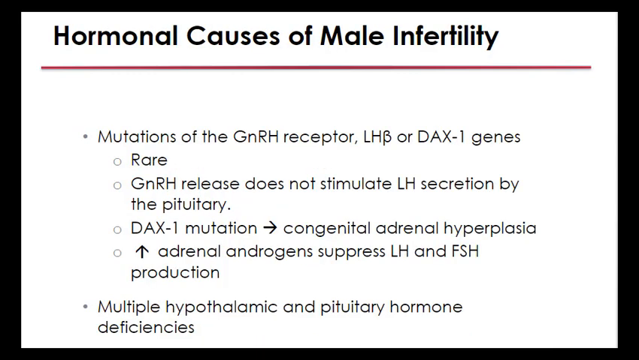Other hormonal abnormalities in males include mutations of the GnRH receptor, LH beta, or DAX1 genes. In these rare conditions, GnRH release does not stimulate LH secretion by the pituitary. DAX1 mutation leads to congenital adrenal hyperplasia. Increased adrenal androgens suppress LH and FSH production. Multiple hypothalamus and pituitary hormone deficiencies also result in male infertility.